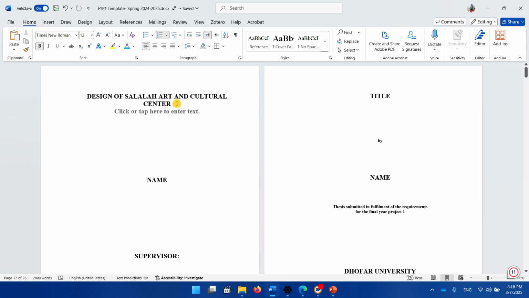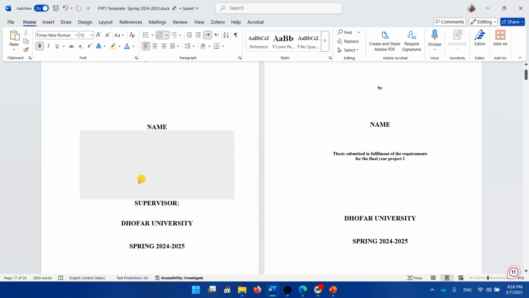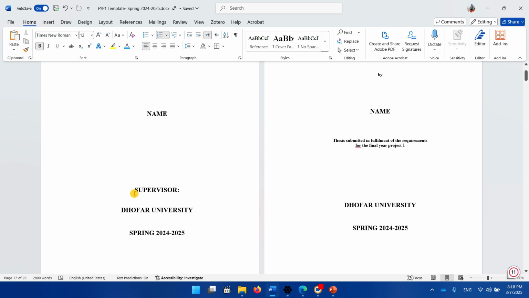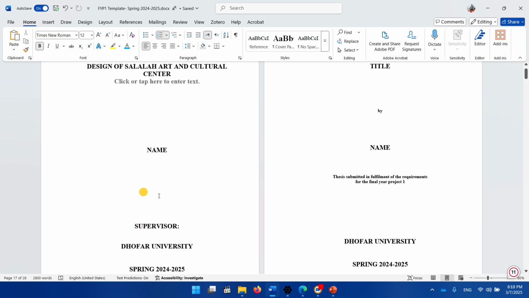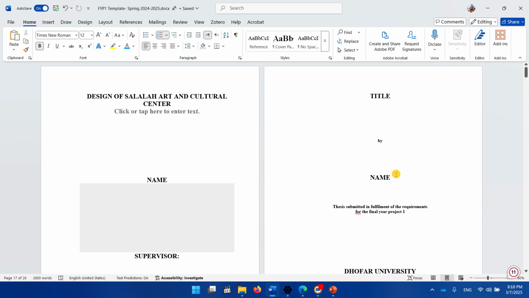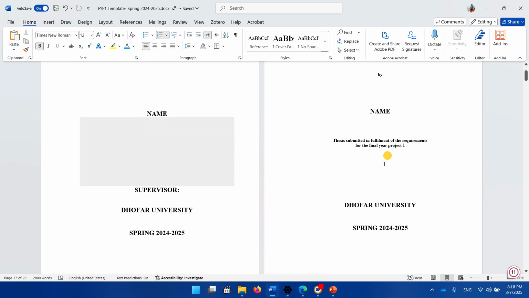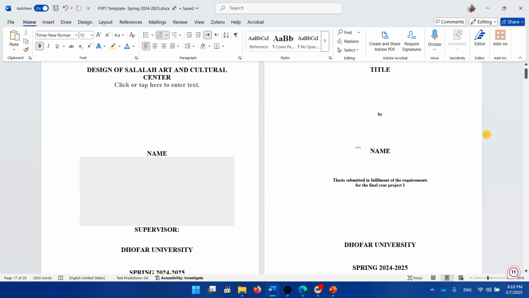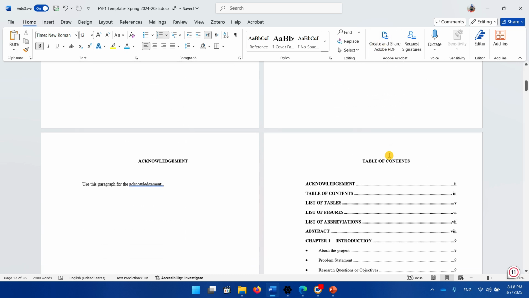The first page of your report is the name of your project. It comes something like design of a cultural center, design of a residential center, and your name, the name of your supervisor, university, and of course the semester. The second page is also the same, but here you're going to add that this is the cover page and this is the first page of your thesis, so it is very easy to fill.